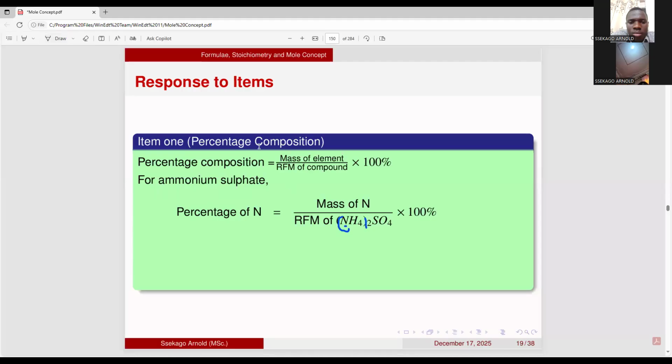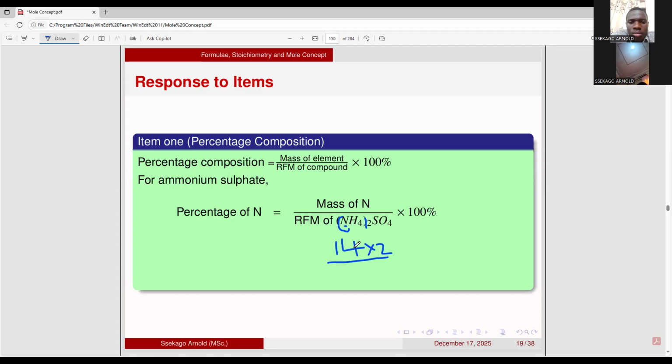Therefore, in this case, for the numerator where we have the mass of nitrogen, there are 2 atoms of nitrogen. So we shall have 14, since each nitrogen is equal to 14. So up there is 14 times 2. That is for the mass of nitrogen. Each nitrogen is 14, and there are how many? There are 2. Then divide by the RFM of ammonium sulfate.